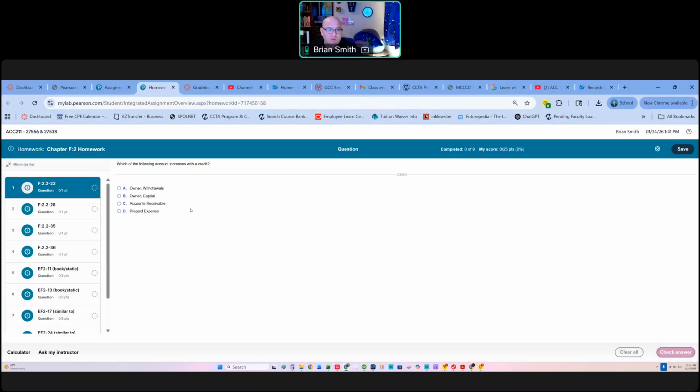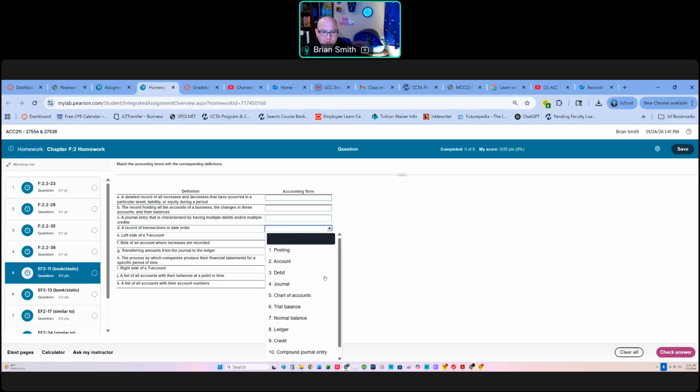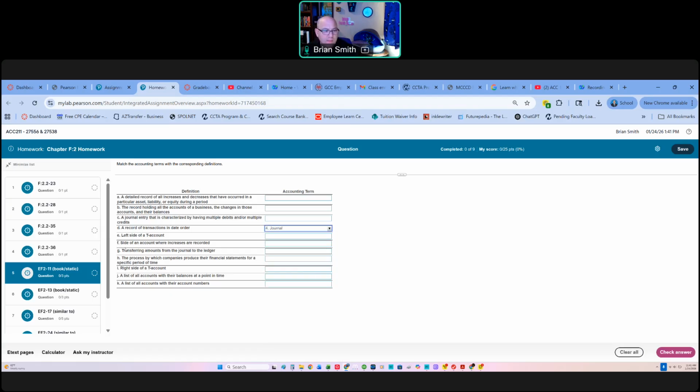And once again, as with all my other assignments, I will not be doing the multiple choice, but we'll just do the ones that I think you guys would need. So I'll do a couple of these, match the accounting terms with the corresponding definitions. Let's see, a record of transactions in date order. My guess is that's going to be the journal.